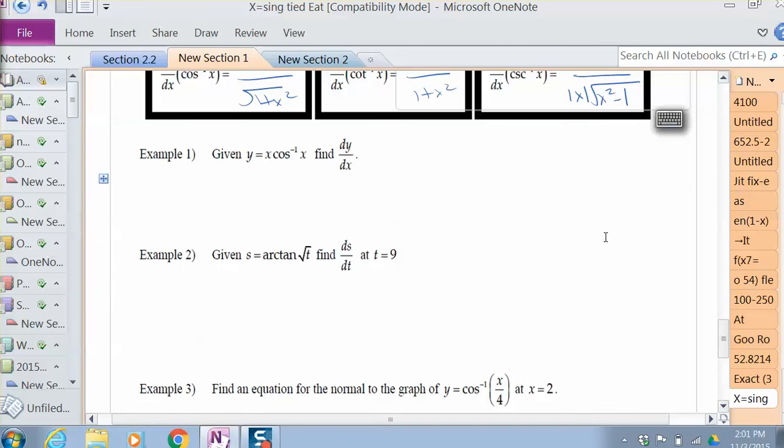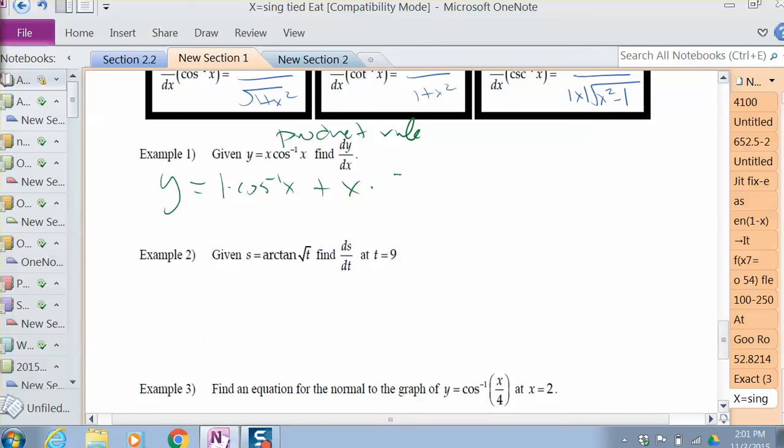Now let's look at examples 1, 2, and 3. And after that, I will stop the video. So given y equals x times inverse cosecant of x, of course, product rule. So derivative of x is 1 plus x times the derivative of inverse cosecant. Or you can clean it up, make it look like that.